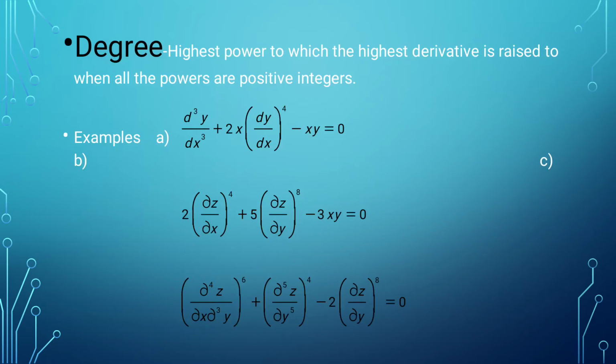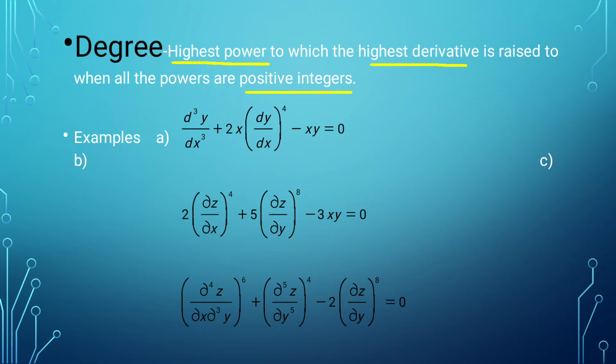So, what about degree? Degree is the highest power to which the highest derivative is raised when all the powers are positive integers. Mark that: positive integers. The highest power, that's the degree, to which the highest derivative is raised when all the powers are positive integers.